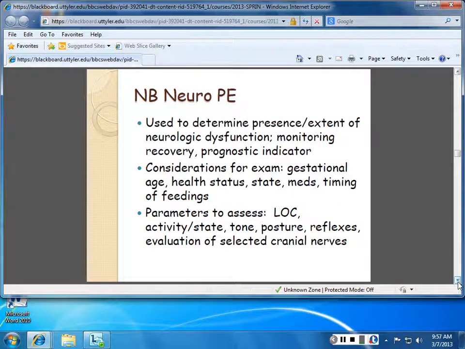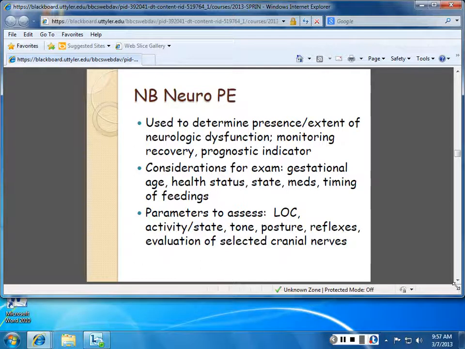The neuro exam for the newborn: you want to determine the presence or the extent of any neurologic dysfunction. You want to monitor recovery, and it's also a prognostic indicator. When do you do an exam? I told my group, you do an exam, and if you see an abnormality, you do a more focused exam. If the baby looks generally okay, moving okay, his state is okay, his tone is okay, there's no history of any problems, I'm probably not going to do a whole lot.